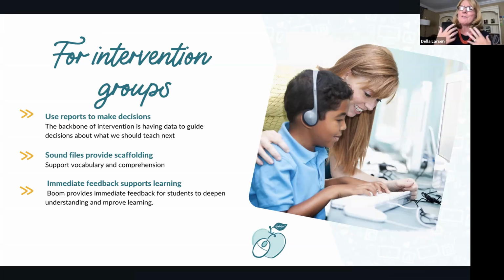It also provides that scaffolding, right? We talked about that before. The sound features, the mini lessons. So many Boom decks come with a little mini lesson ahead of time that kind of reteaches that skill, almost in that flipped lesson style, giving them a little mini lesson video first, and then following it up with a deck to check for understanding.